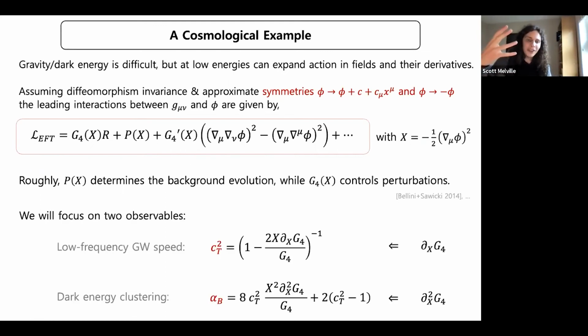So the two observables that I plotted at the beginning, the speed of gravitational waves at low frequencies, this is really determined by the first derivative of G4. And the rate at which dark energy clusters on large scales, this alpha B, it's some function, but the important thing to take away is that it's really the second derivative of G4. So when we talk about measuring CT and alpha B, what we're really measuring from this EFT point of view is the first and second derivatives of G4.